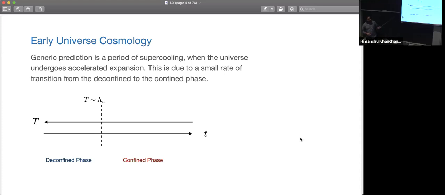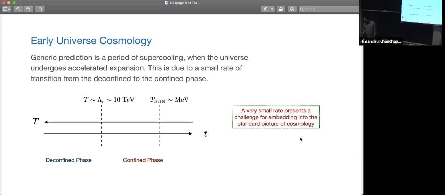Time runs this way and temperature runs this way, and this is the confinement scale. We expect that at high temperatures the theory should be in the deconfined phase, and at low temperatures the theory is in the confined phase. Now, if there is a period of supercooling and the theory is stuck in the deconfined phase, there is a problem with fitting the standard picture of cosmology, because at some point we go to the BBN temperature, and if the theory is still stuck in the deconfined phase, there's just too much radiation, right? So this is going to muck up the whole story.